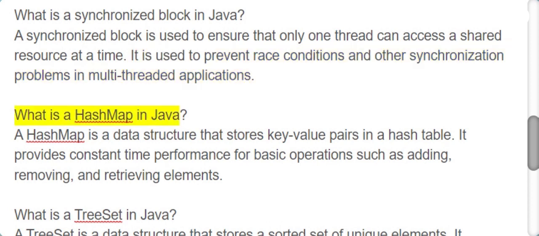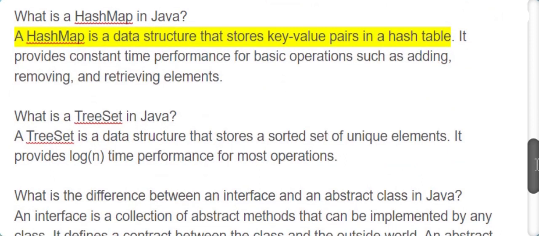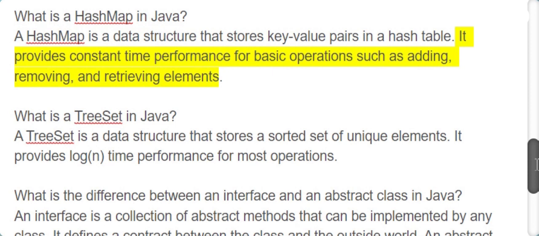What is a hash map in Java? A hash map is a data structure that stores key-value pairs in a hash table. It provides constant time performance for basic operations such as adding, removing, and retrieving elements.